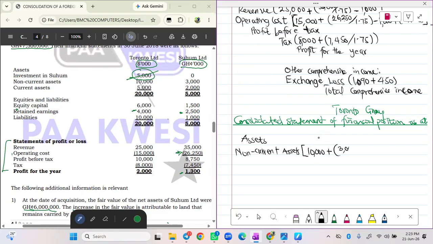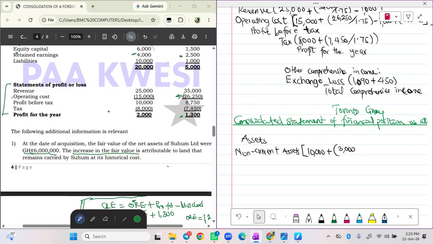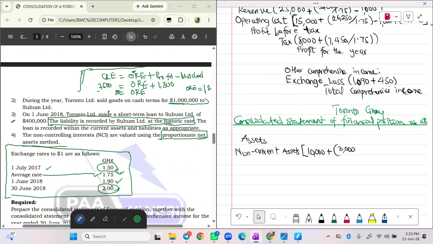So you retranslate the consolidated statement of financial position using the closing rate. The closing rate was what? 2 cedis, on 30th June. So divide by 2. In the consolidated statement of financial position, you retranslate using the closing rate. In the P&L, you retranslate using the average rate.